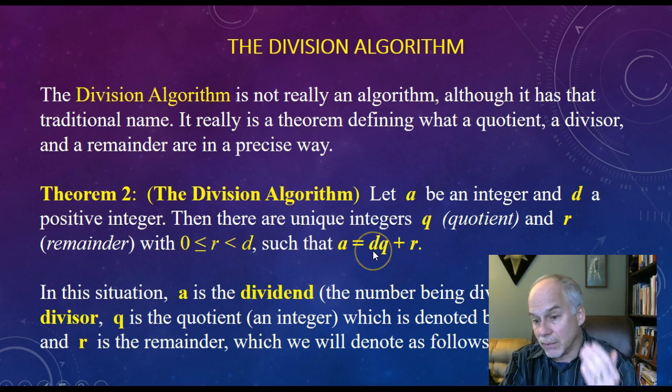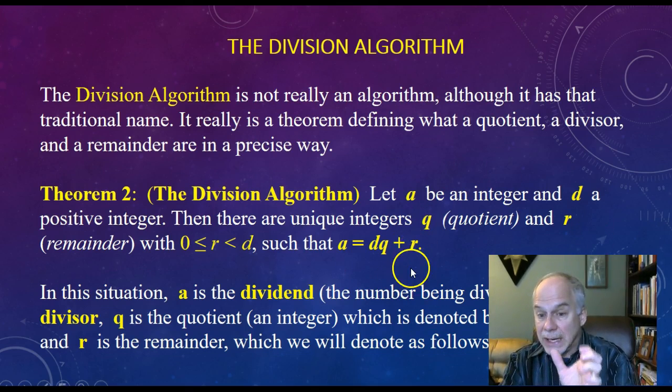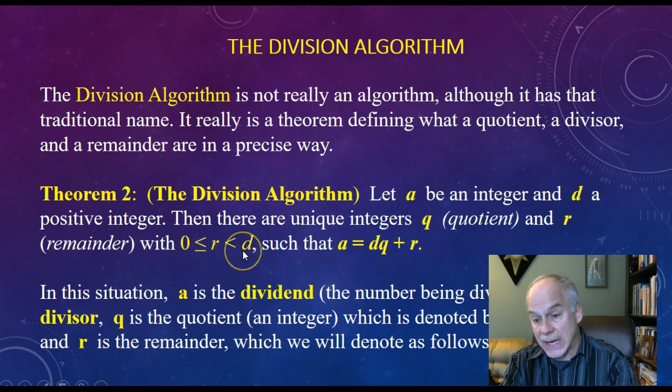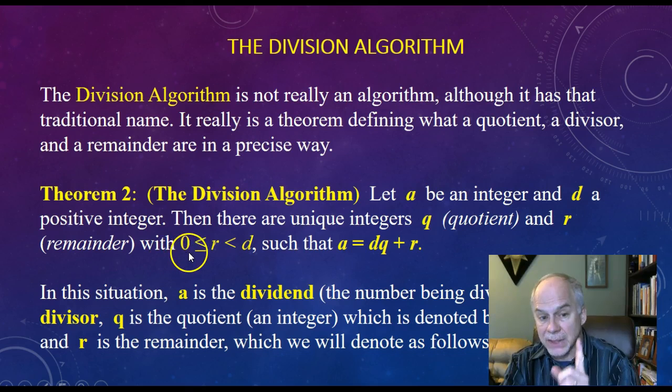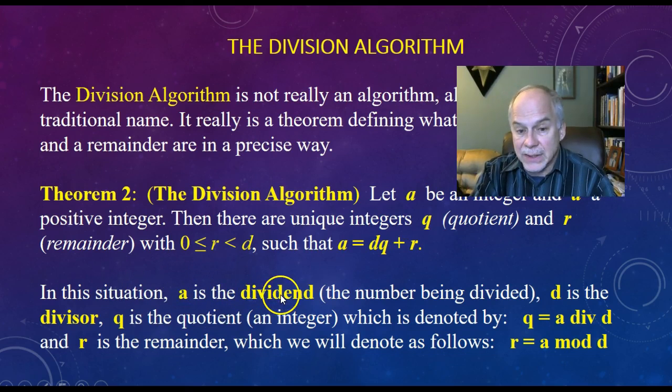Like, for example, 5 times 3, which is 15, plus 8. Although 15 plus 8 is 23, you can't use a remainder of 8 because R is not between 0 and the divisor. Okay? Your remainder has to be a positive number between 0 and the divisor. Okay? Now, in this situation, A is called the dividend, the number being divided.